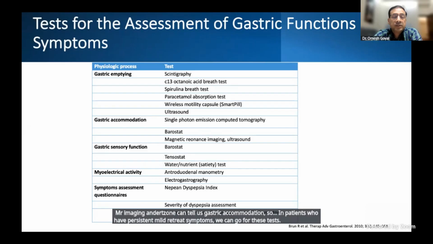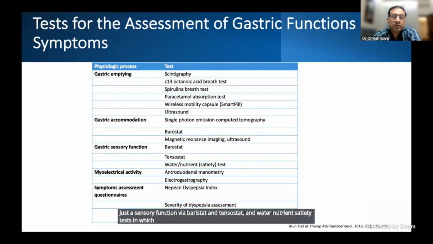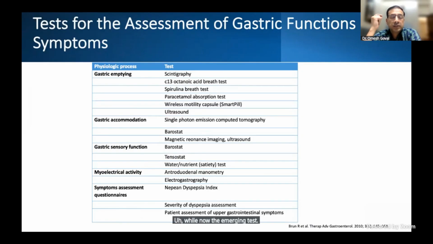Gastric sensory function, we have barostat and tensostat, and the water nutrient satiety test, in which we give a specific amount of water and see how much water the patient can take. While now the emerging test is electrogastrography, which tells about the myoelectrical activity.